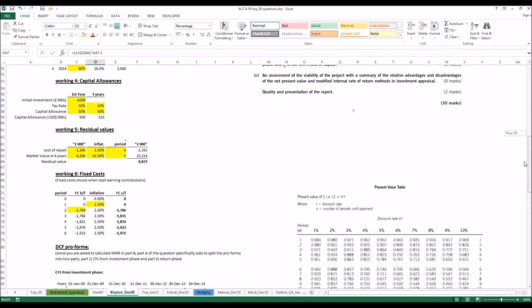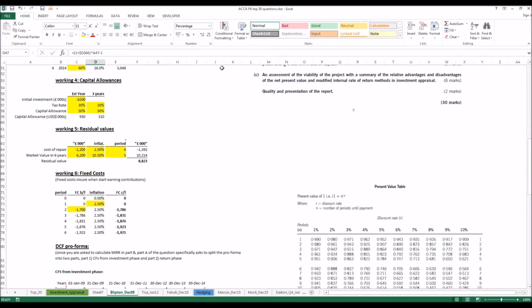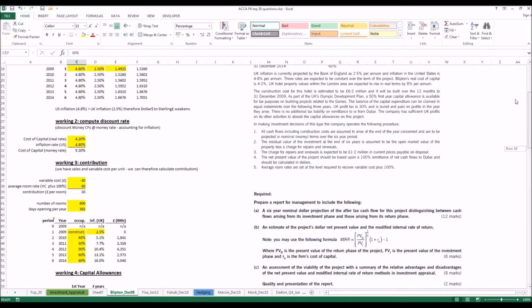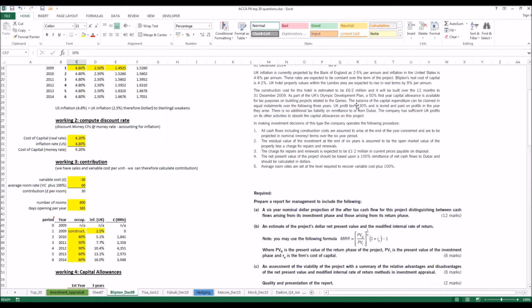So that's your contribution, which will form part of the total cash flows, which we will have to discount and then arrive at the present values. Capital allowances, or another word for it is tax savings, or the depreciation that we can claim on the construction costs or the capital expenditure of 6.2 million in year 1. We are told that UK profit tax is 30%.